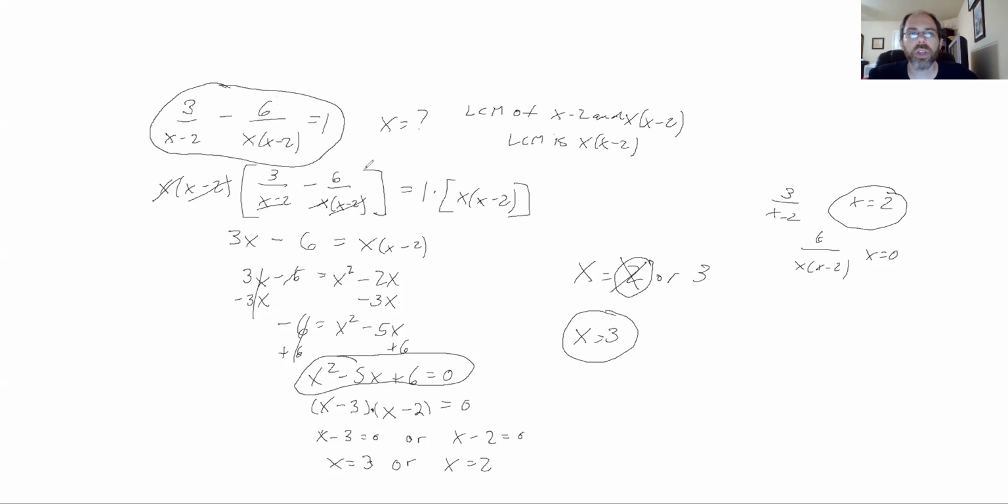What happens if I plug in 3? 3 over 3 minus 2. 3 minus 2 is 1, so 3 divided by 1 is still 3. And here I have 6 over 3 times 3 minus 2. 3 minus 2 is 1. 1 times 3 is going to be 3. And 6 divided by 3 is 2. So I have 3 minus 2, and lo and behold, that is indeed equal to 1. So only one value really does make this statement true.